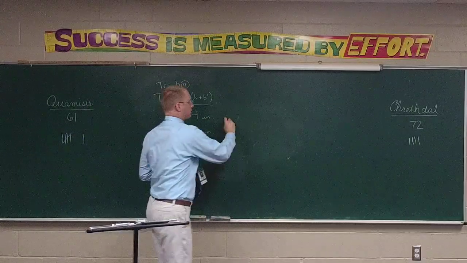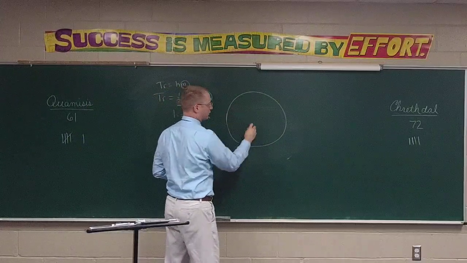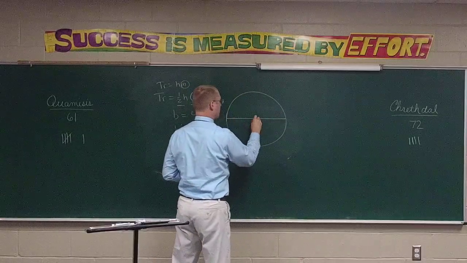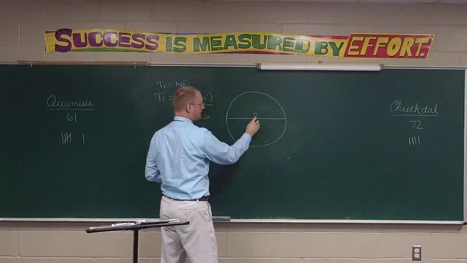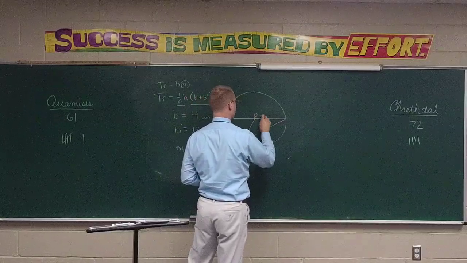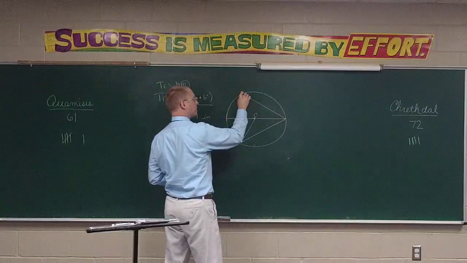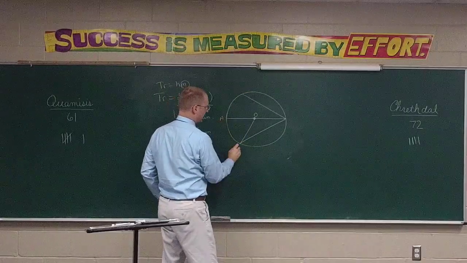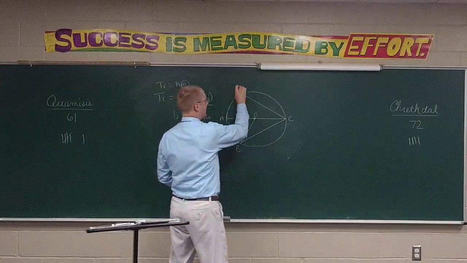All right, let's suppose we have a circle. Pretend that's a circle. Suppose we have a diameter here. We'll call the center point O, and we've got some lines here. Let's suppose we call these points A, B, C, and D.